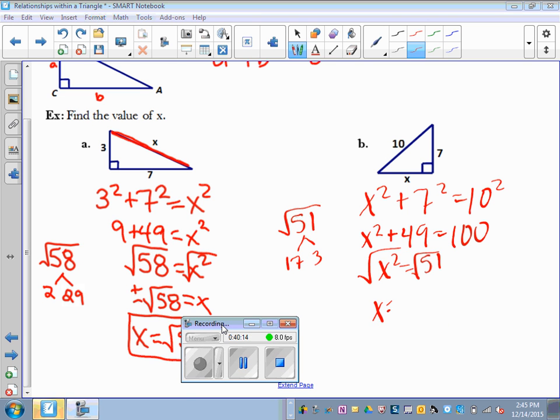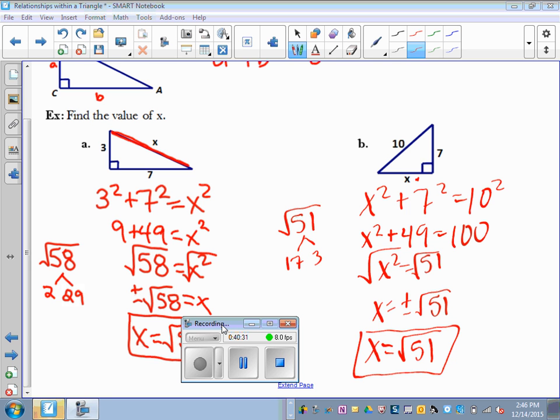Alright, so we have x equals plus or minus the square root of 51. But can we use the negative here? No, because that gives me a negative for that side, so it's just positive square root of 51. We end up with only one solution.